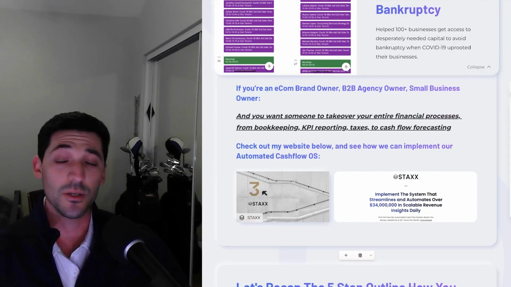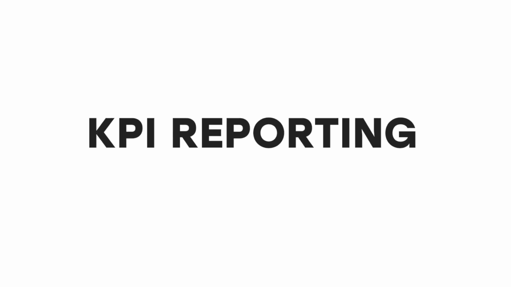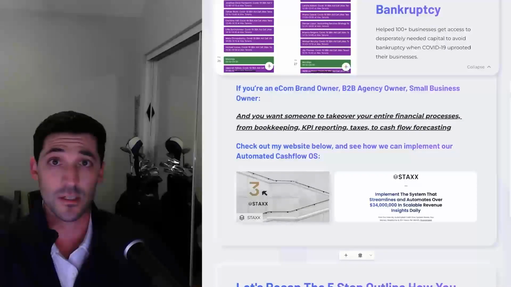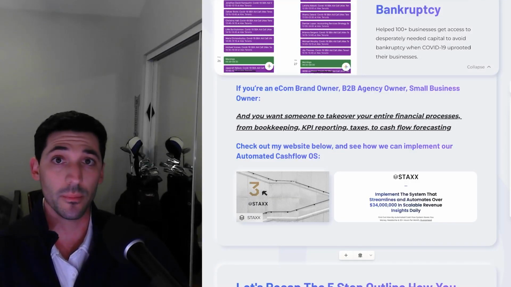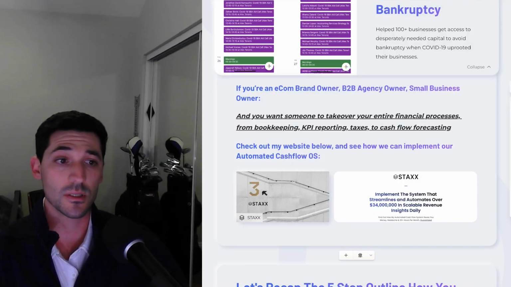If you're an e-com owner, a B2B agency owner, a small business owner, and you want somebody to take over your entire financial processes from bookkeeping, KPI reporting, taxes, forecasting your cash flow, if you need help with managing your commissions or automating the process to report those or to make payments out to your sales team, payroll issues, tax issues, consulting on how to leverage your cash or find debt or be able to scale with low overhead. These are some of the things that I do, and this is some of the aspects that went into our automated cash flow OS, which you can check out on my website below.